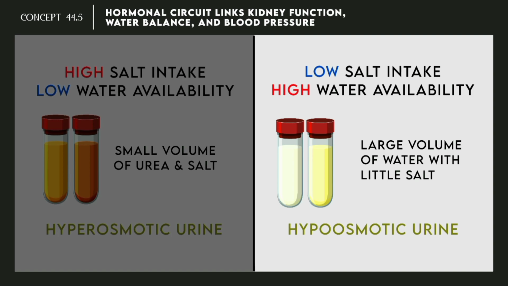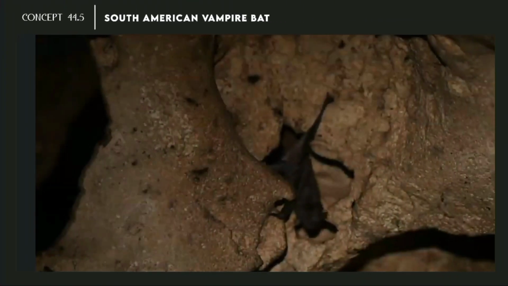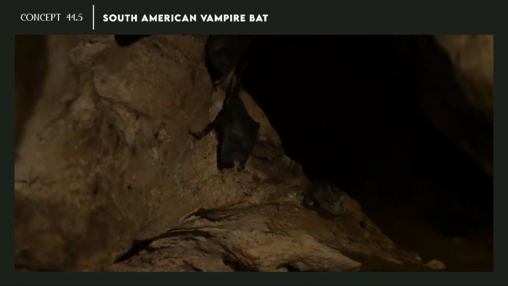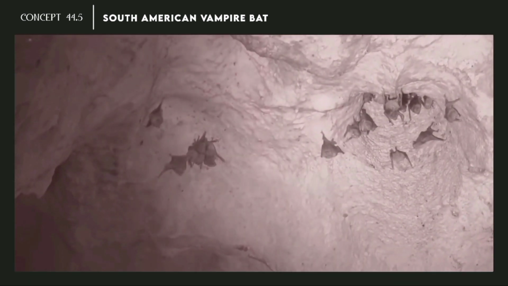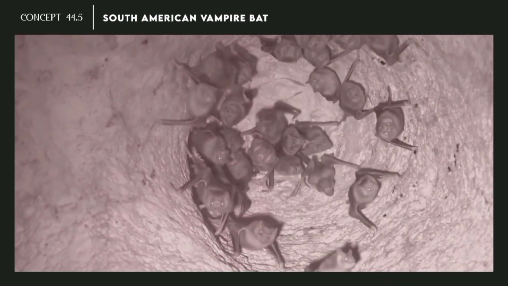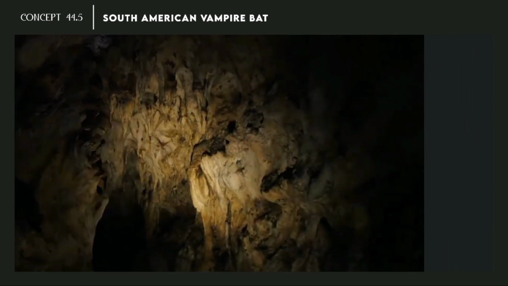To further elucidate, let's have an example. The South American vampire bat illustrates the versatility of the mammalian kidney. But how? Vampire bats are nocturnal animals, meaning they are most active at night, and they seek prey at night. As the name suggests, they feed on blood from other animals. So, at nighttime, they fly for hours on end to find food.